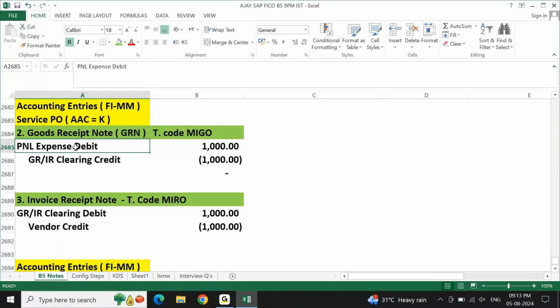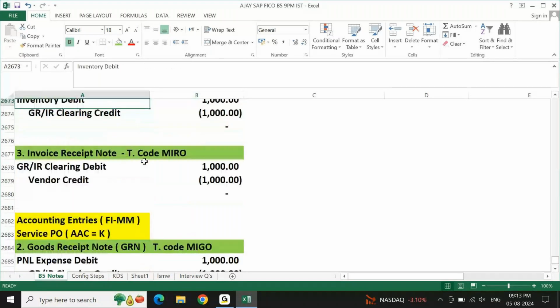This is in case your purchase order is account assignment category K, service PO. P&L expense account debit, GRIR account credit during the MIGO. During MIRO, it will be GRIR account debit, vendor account credit. Similarly, let me do a total here so that this also becomes 0.